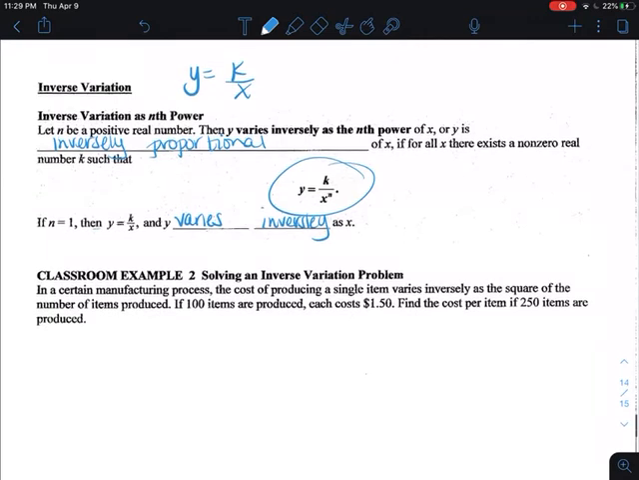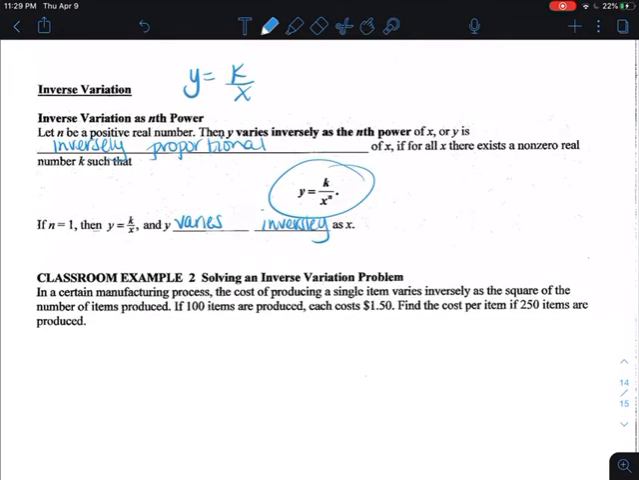All right, so let's get to an example so we can kind of pull this together. So with these variation problems, you want to go line for line. You want to start with the first sentence and pull out that first equation so you can solve for k. So let's see what we have here. In a certain manufacturing process, the cost of producing a single item varies inversely. As soon as you see something varies, you want to stop there and kind of pause. So varies inversely.